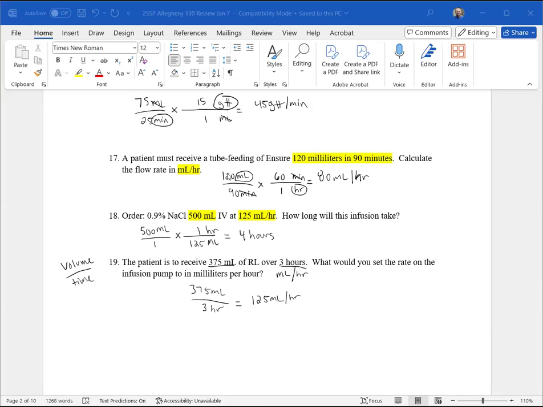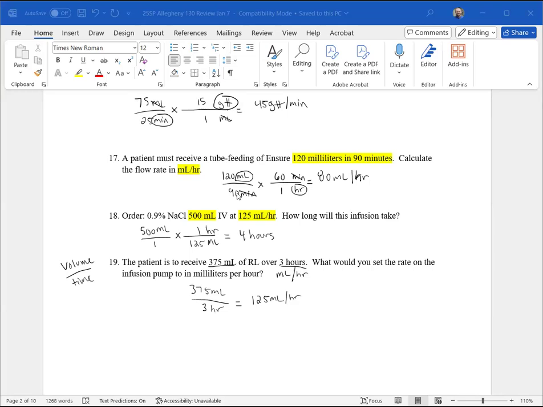So for this question, they tell us that we have 120 milliliters in 90 minutes. So I'm just going to put that volume, milliliters, over time, and then we want to make sure we convert that time from minutes to hours.